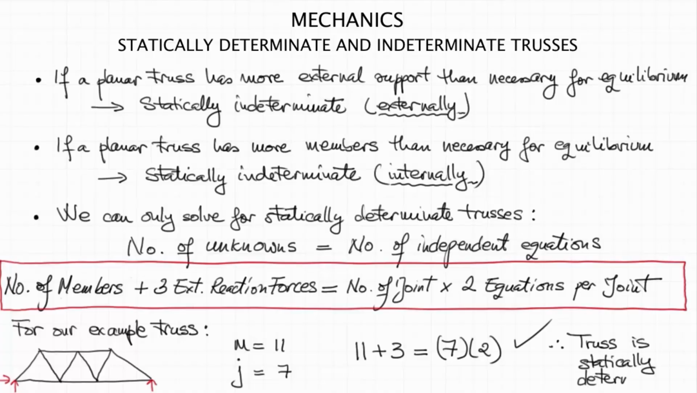So in this case, the truss is statically determinate, and that's why we were able to solve for all the members in this truss. So again, this is the method with which we can determine that a truss is statically determinate. The other concept that I would like to talk about in this lecture is that of cantilever trusses.